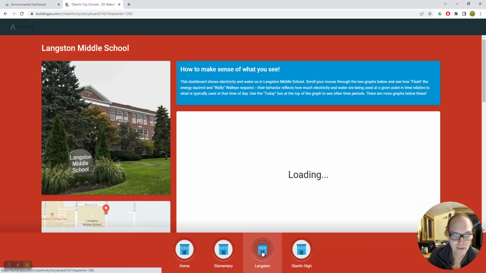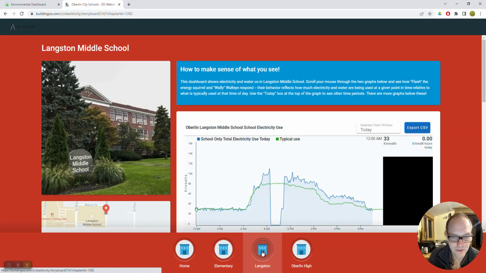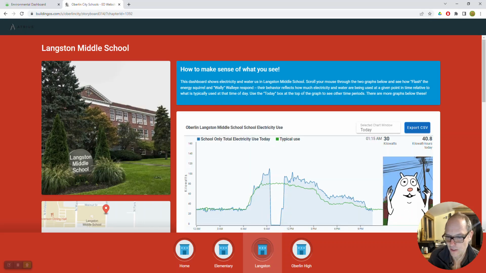And if we click on Langston, what you'll see is the squirrel here at the top. And by the way, this is just a glitch. This will hopefully go away, that little drop there. That's not a real thing. But the squirrel shows electricity use so far today in Langston. That's the blue line here that's filled in. The green line is typical use.